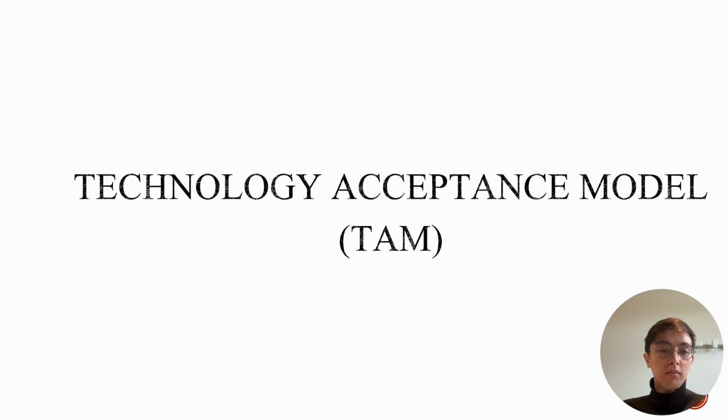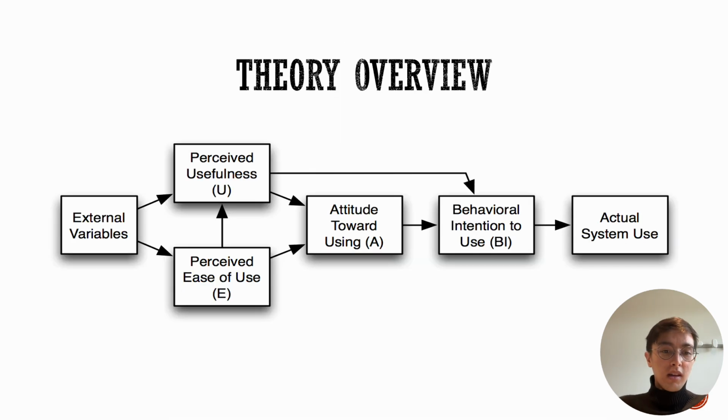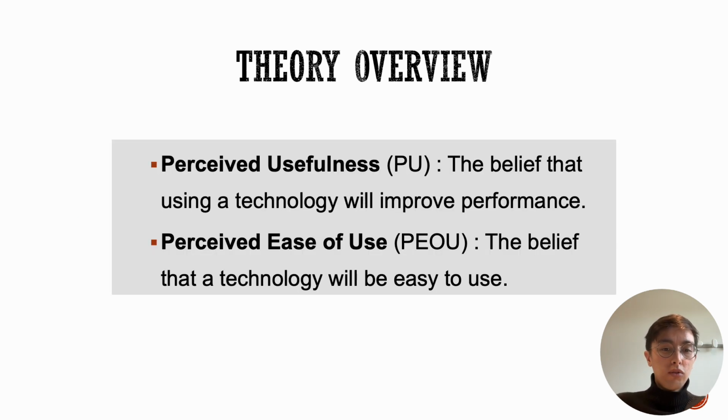Firstly, the TAM model. The technology acceptance model, created by Fred Davis in 1993, explains how users accept and use technology. It focuses on two main factors. The first one is PU, the perceived usefulness: the belief that using a technology will improve performance.